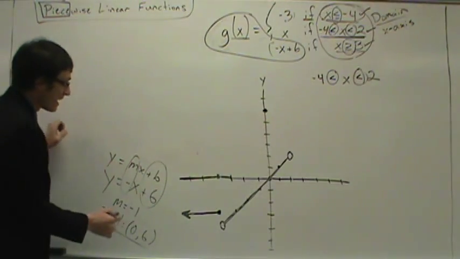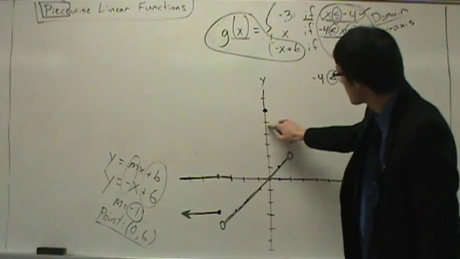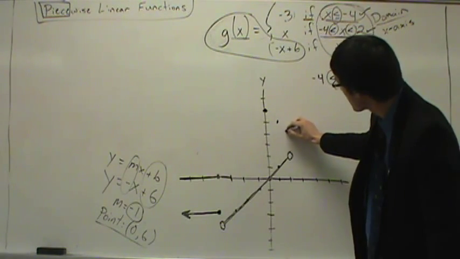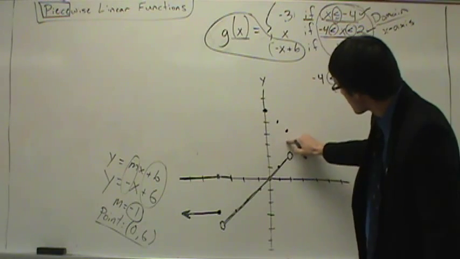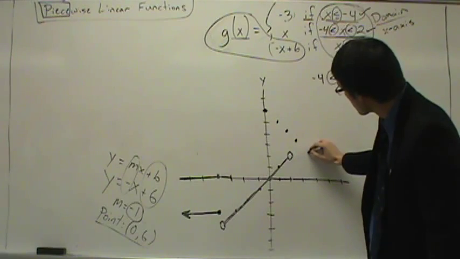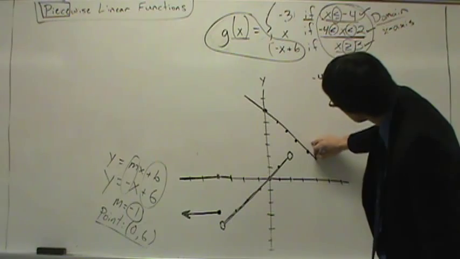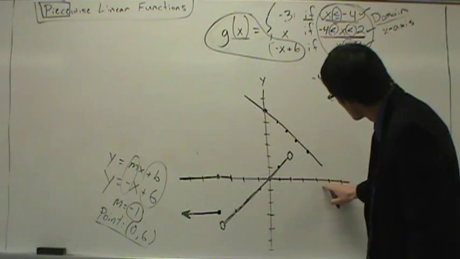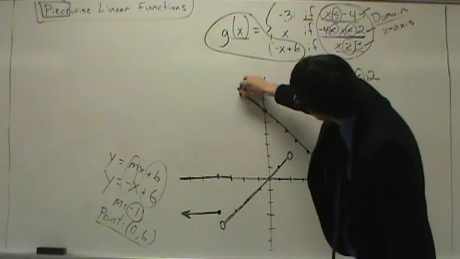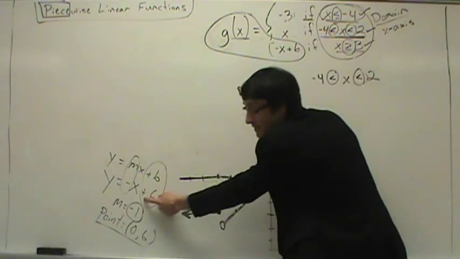And with slope is -1, from here we're going to go down 1, right 1. Let's do it again. Down 1, right 1. Do it again. Down 1, right 1. And one more time. Down 1, right 1. Let's graph this line. It should cross right here. So we have graphed the line y equals -x plus 6.